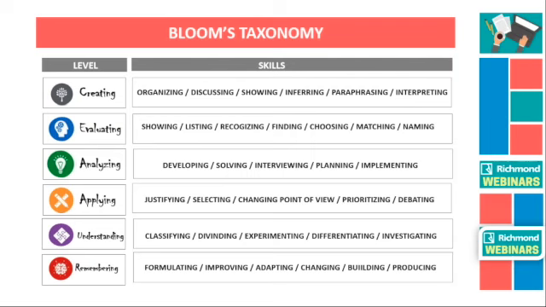Building. Okay. From the different labels that you have there, which one would you choose? Showing, listing, recognizing, finding, using. Very good. Thank you very much. This is like showing, listing. This is like the basis, right?